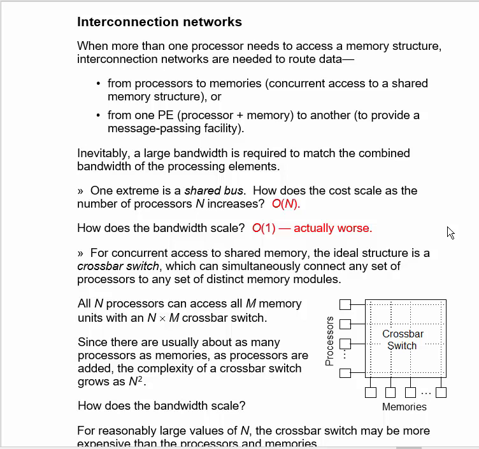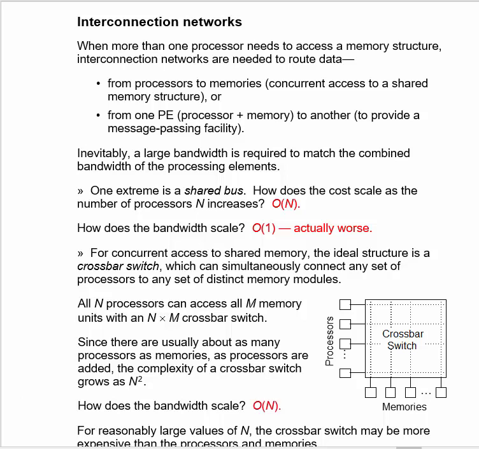Now you can't have all of the processors access the same memory at one time, but you can have the processors all access distinct memories at one time. So any way that you want to arrange those distinct memories, basically any permutation of accesses from processors to distinct memories will be allowed. Since there are usually about as many processors as memory, then the complexity of the switch grows at order n squared. But what about the bandwidth?